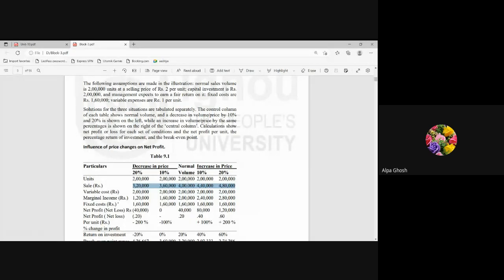In the same manner, if we come to the next one, when it is a decrease in price, we subtract. When it is an increase in price, we add. So whatever is the percentage variation, we are going to add to the normal volume. I hope it's clear now.